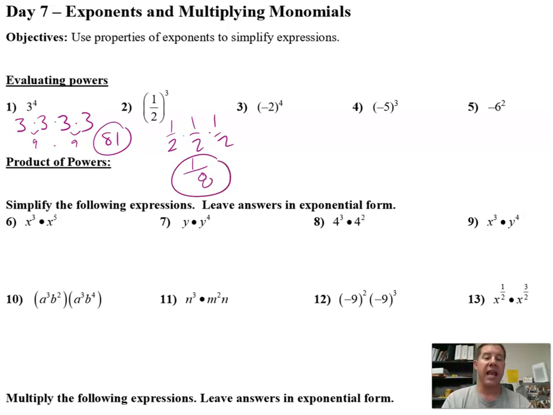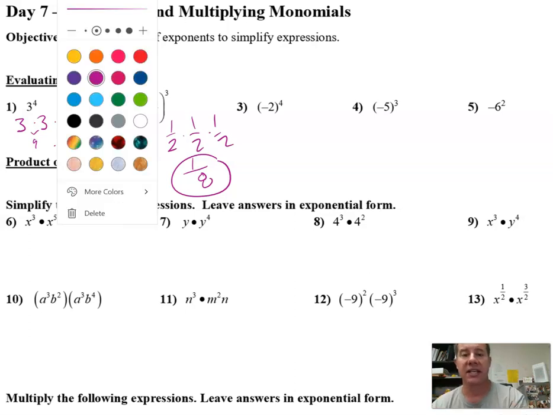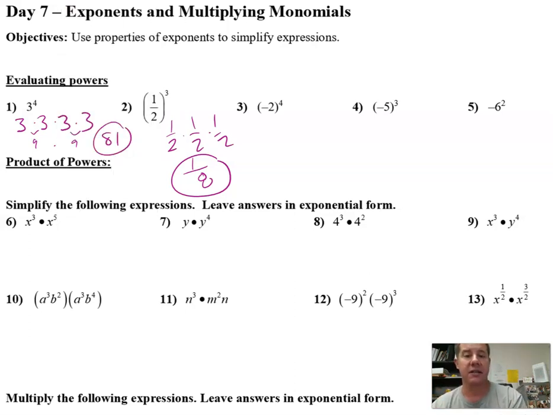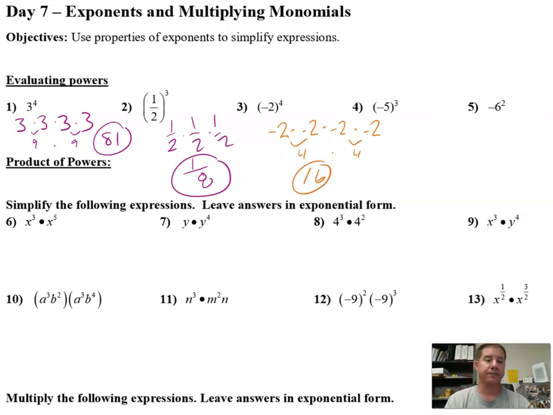All right. -2 to the 4th power. Same idea here. When I have that -2 inside parentheses, then that -2 is my base. So this is -2 times -2 times -2, and I need another one in there, times -2, running out of space. So -2 times -2 times -2 times -2 is the same as 4 times 4, or we get 16.